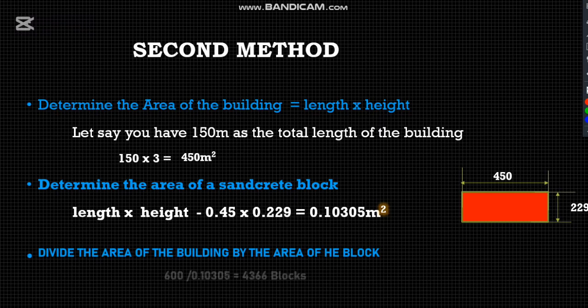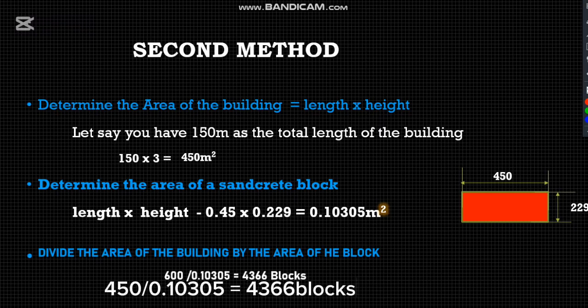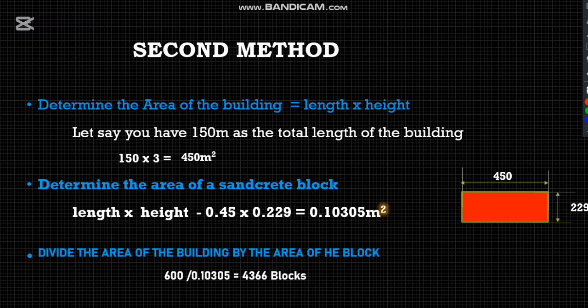Then we divide the area of the building as we have established, 450, by 0.10305. When you do that, you have 4,336 blocks. So the former one we had 4,008 blocks. In this one we have 4,336. So this is a little bit bigger in number than what we had before. So I would think that this can get you covered. The second method: if you are not at home with the first one, you can use the second method.